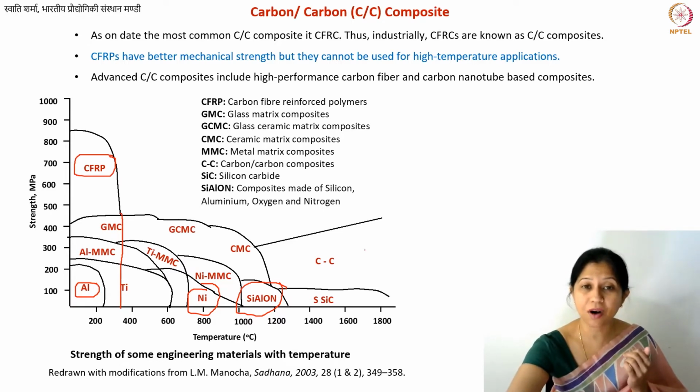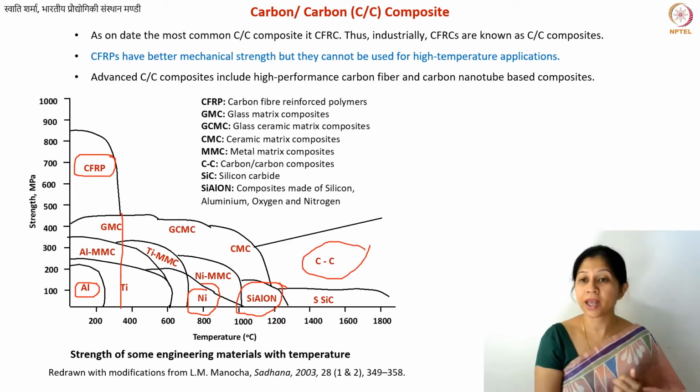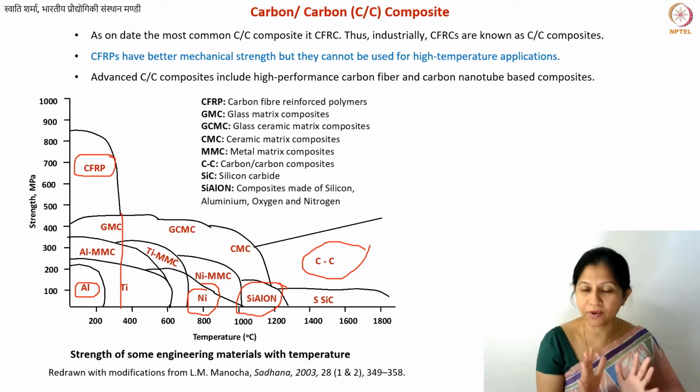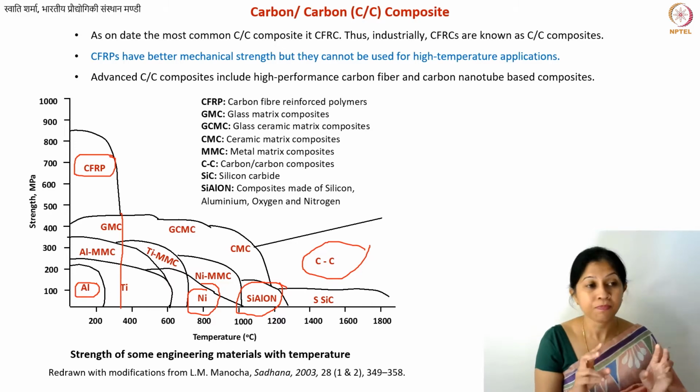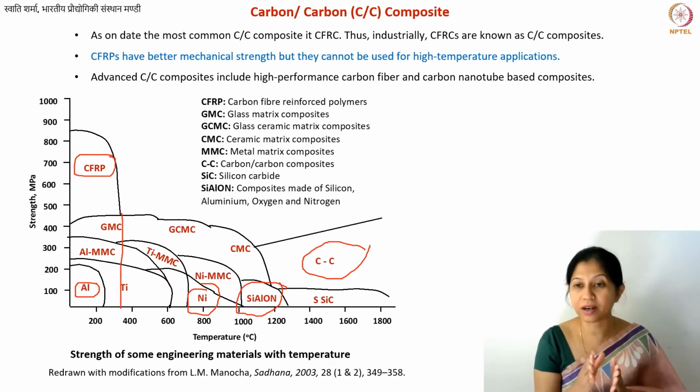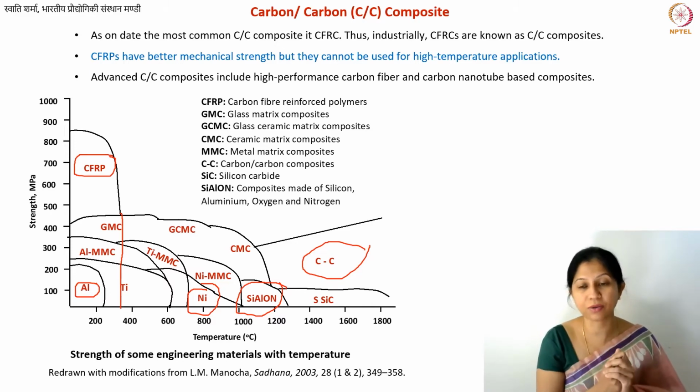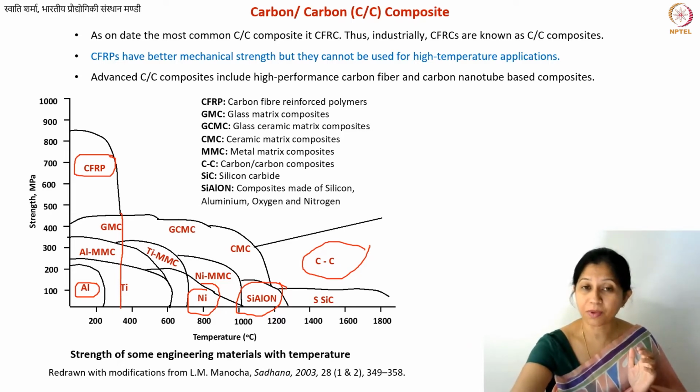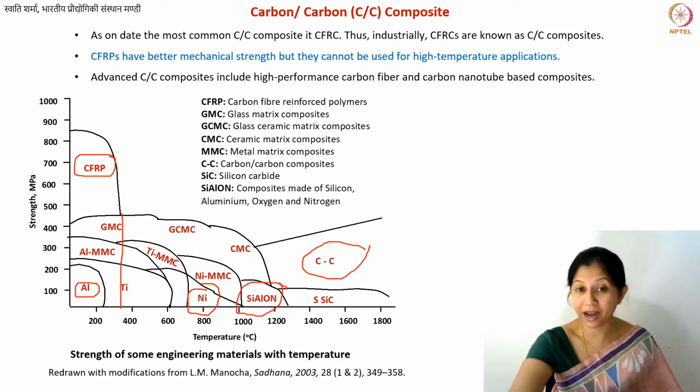Our carbon-carbon composites fall here, and this includes all kinds of carbon-carbon composites. Here I've not shown just carbon fiber based, but even whatever advanced carbon composites we are designing nowadays. Even within carbon fibers, you can have high performance carbon fibers or general purpose carbon fibers, which we are going to discuss in a while. So this is where our carbon-carbon composites fall, and you can see the temperatures they can withstand are very high, from 1200 up to 1800.